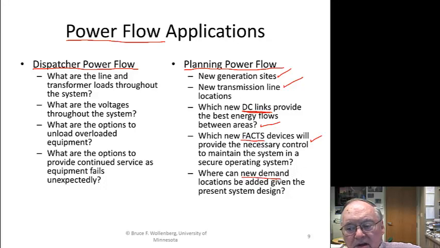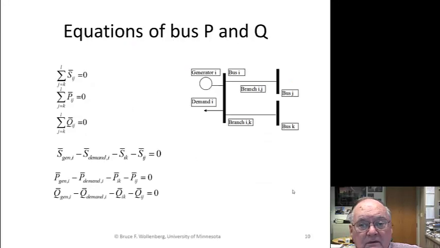Where can new demand locations go? Where can I build a new industrial park, for example, where I want to put many hundreds of megawatts of new load on my system? Where can it be located geographically, so I can attach transmission to it to supply that new load? So that's a planning power flow for new facilities, as opposed to the dispatcher power flow, where we're working on the existing system and trying to work around problems that are confronting us right now.